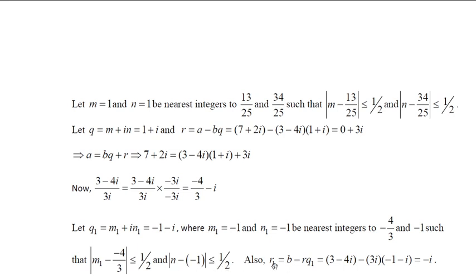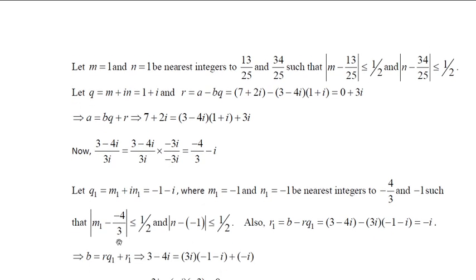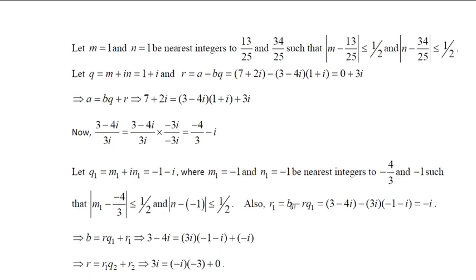Now, what is your new remainder R1? Your dividend is 3 minus 4i, minus the remainder 3i times the new quotient minus 1 minus i. This will give you R1 equal to minus i. Now what is your B? Your B will be equal to R Q1 plus R1. That is, B is 3 minus 4i, which is equal to 3i into minus 1 minus i plus minus i.